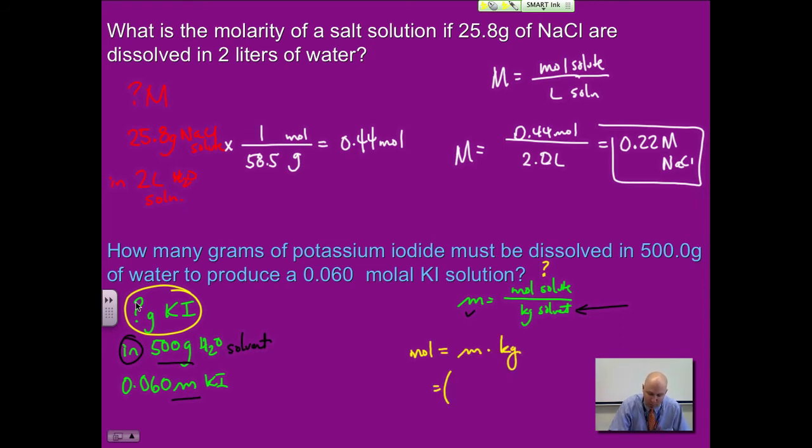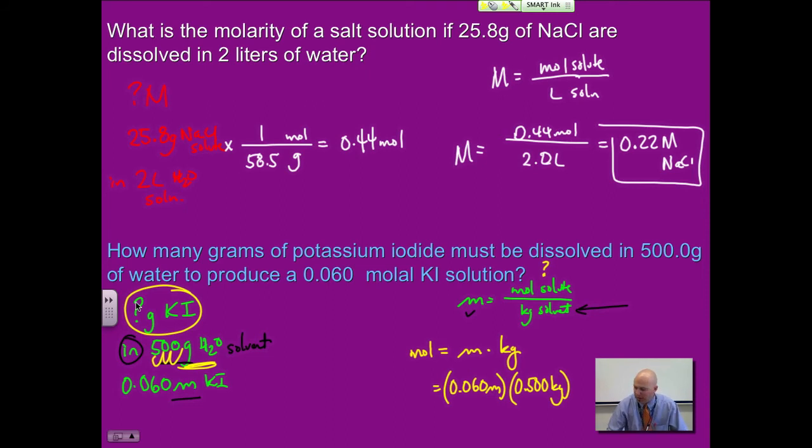I'm going to take my molality, which is 0.060 molal, multiply by my kilograms. Of course, this is given in grams, so it's a 3-place decimal move. Remember, there's 1,000 grams in 1 kilogram. So 0.500 kilograms. I multiply those two numbers.